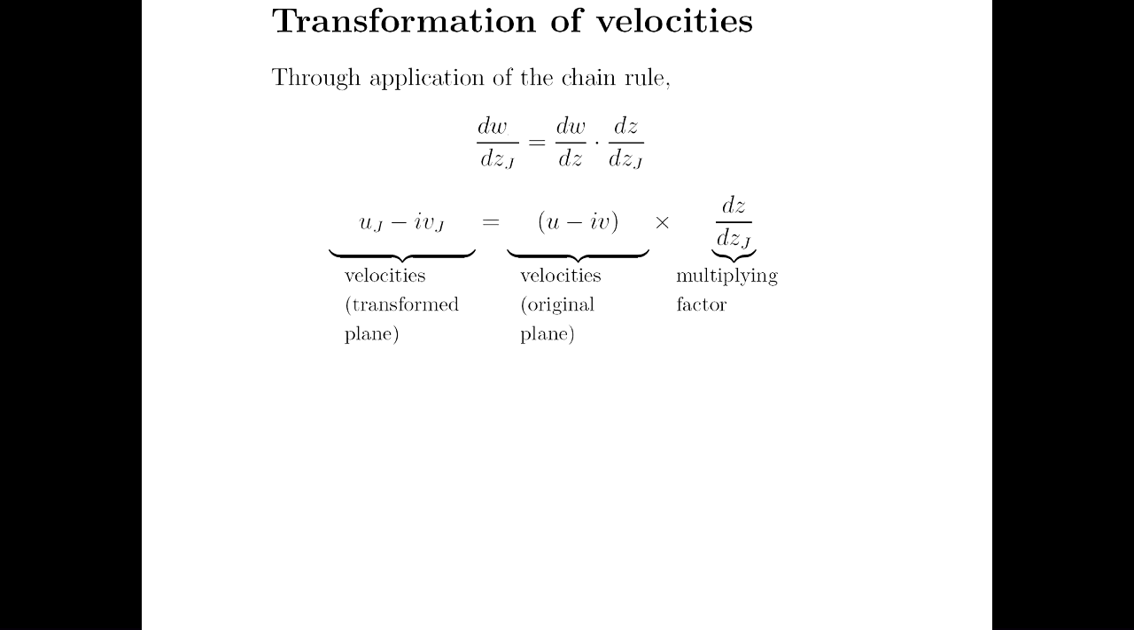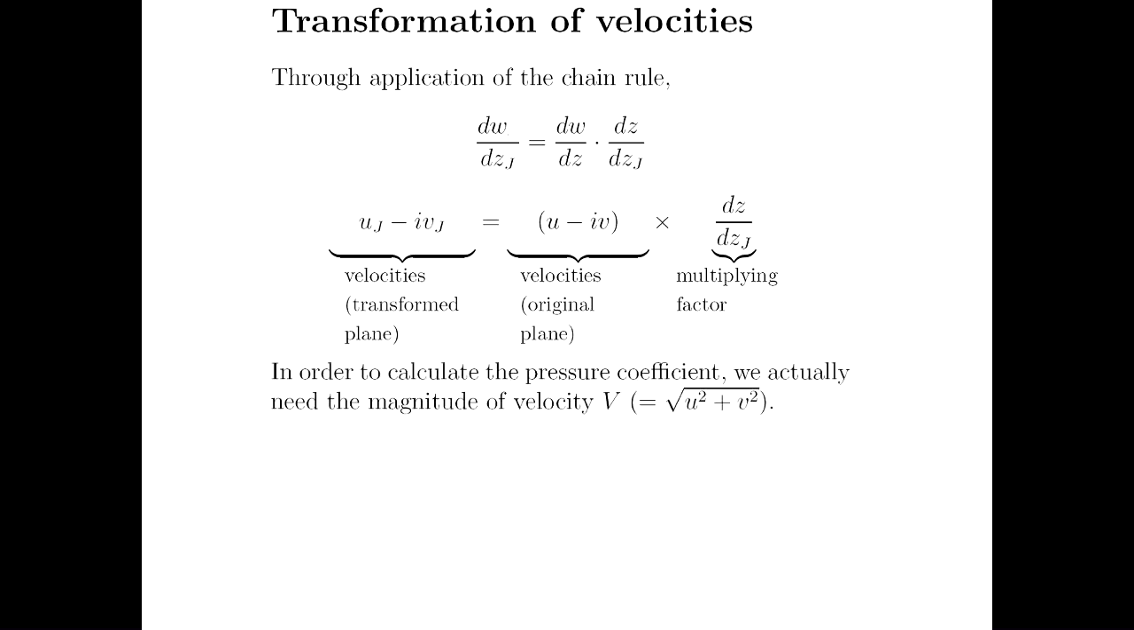Typically when we are calculating the pressure coefficient, we only need the velocity magnitude. We're not really looking at the vectors. So I can rewrite it as Vj, our velocity magnitude, is just equal to V times the absolute value of dz/dzj.